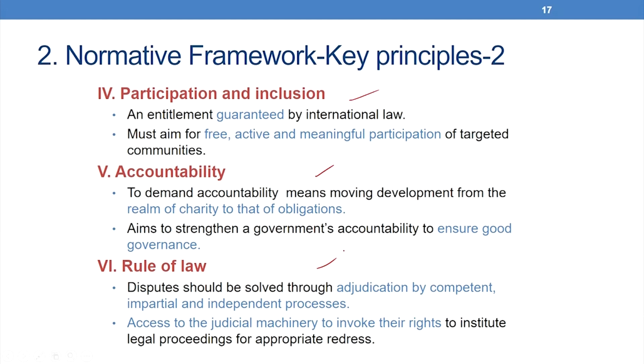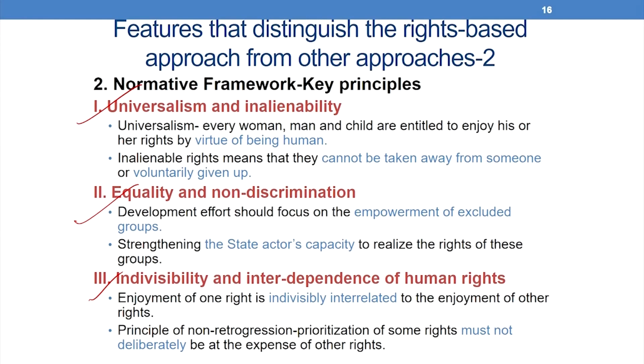Now, let us look at some of the very basic features of each of these normative principles, the key principles. When we are talking about universalism and inalienability, what is it that we are pointing out? So, universalism basically means that every woman, man and child are entitled to enjoy their rights by virtue of being human. So, there are certain inalienable rights that cannot be taken away from someone or voluntarily given up. So, this is one of the key principles of the normative framework that guides rights based approaches.